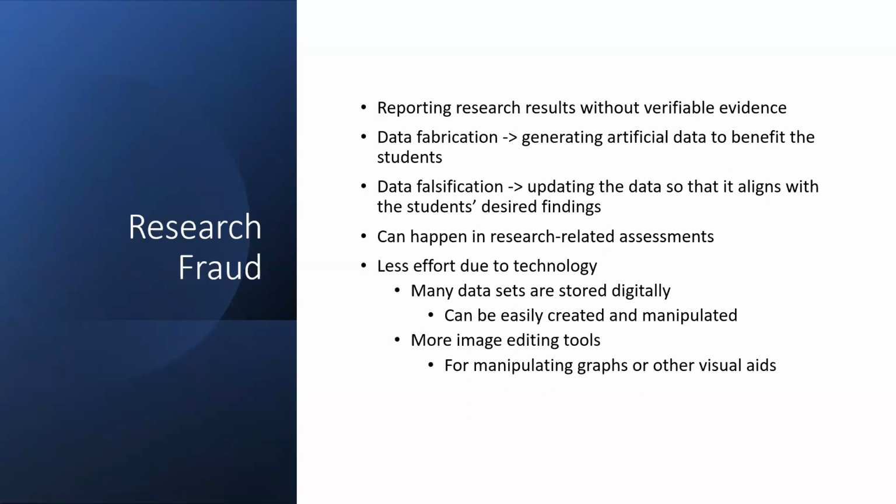The last one, no, the second last one to be precise, because we have misuse of AI assistants, is about research fraud. So it is about reporting research results without verifiable evidence. It can be data fabrication, like generating artificial data to benefit the students, or it can be data falsification, updating the data so that it aligns with the students' desired findings. It can happen in research-related assessments, for example, like thesis or research method.